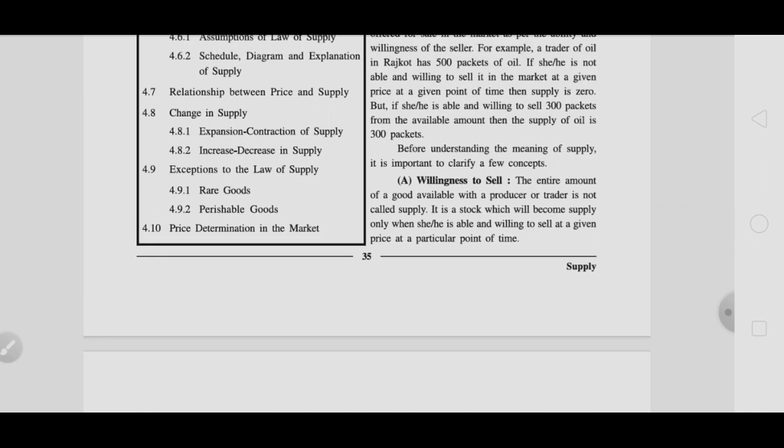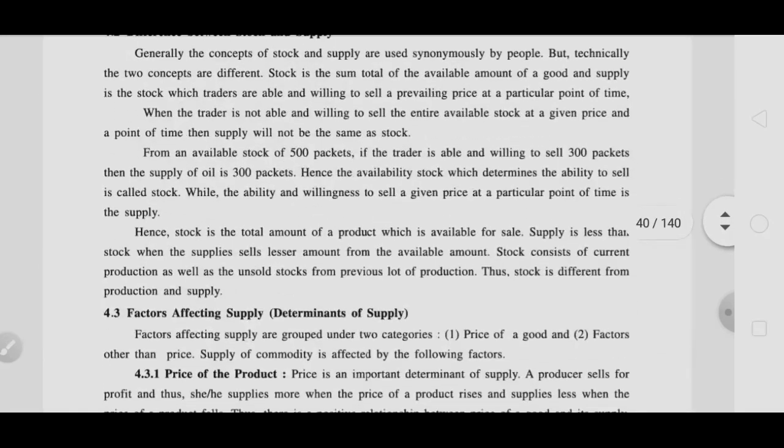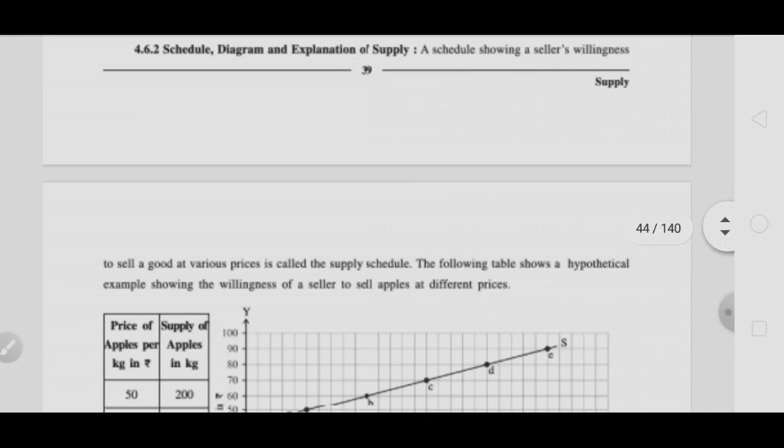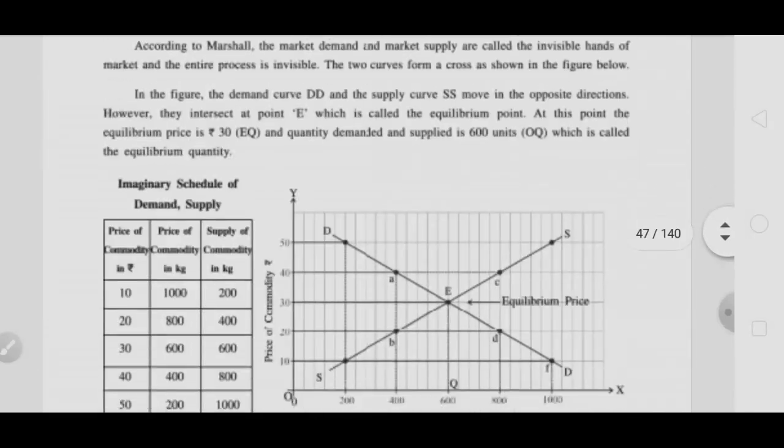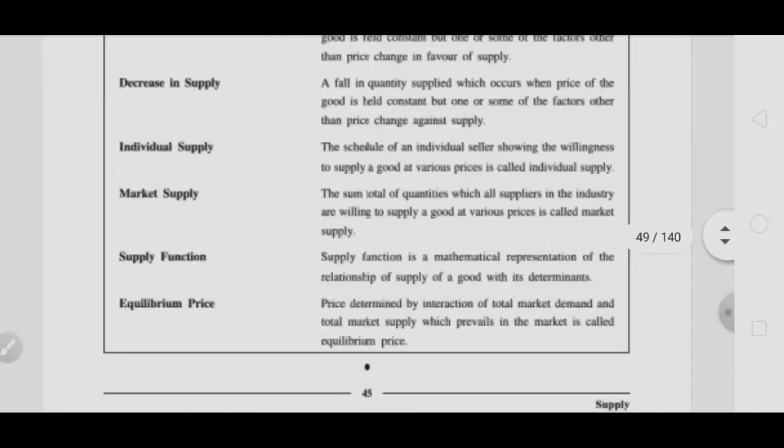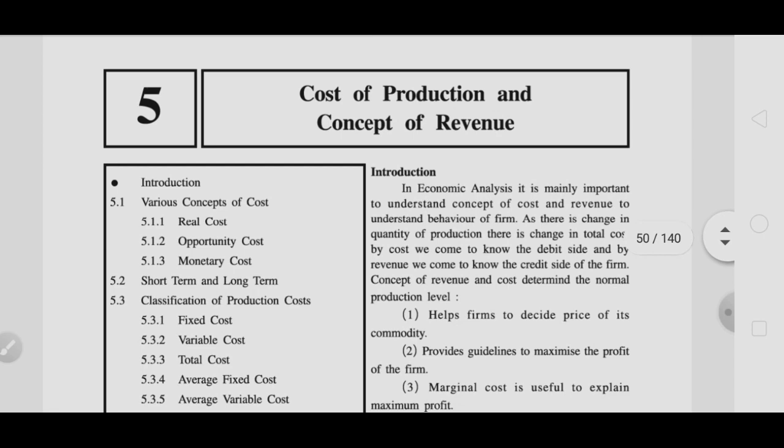After understanding this particular point, that is price determination in the market, you will come to know how the price is fixed for each and every product, or the process of price fixation by the market itself. Then we will move forward to chapter number 5. I hope everyone is getting what I am trying to say.